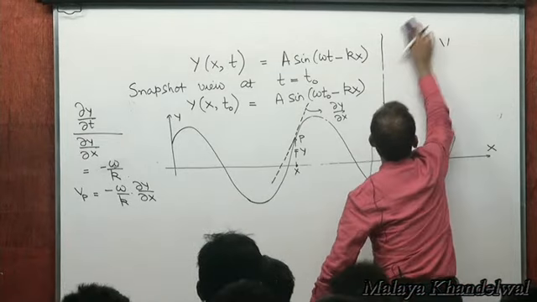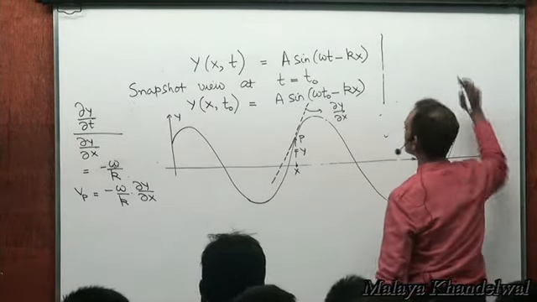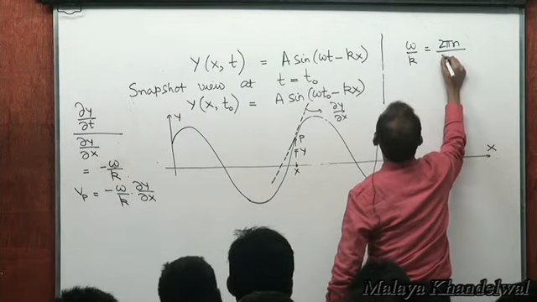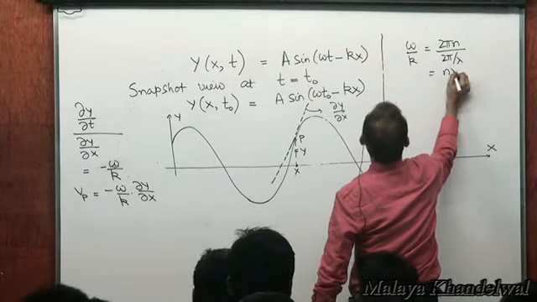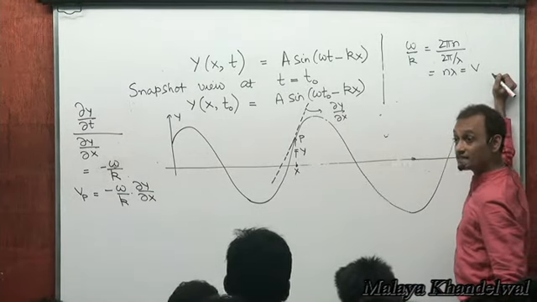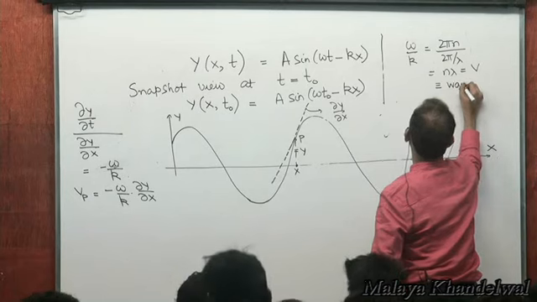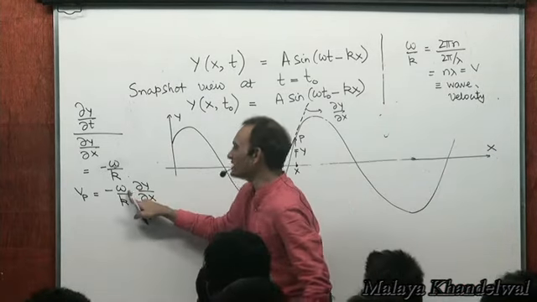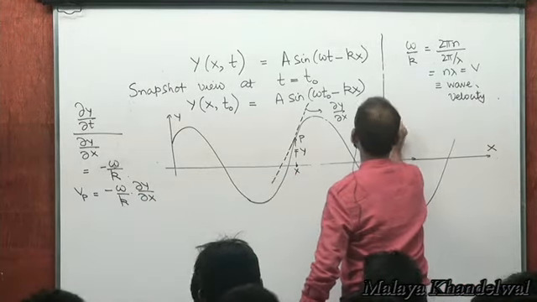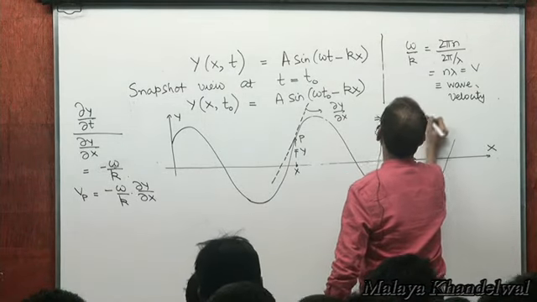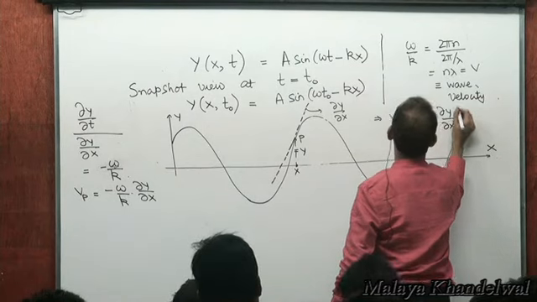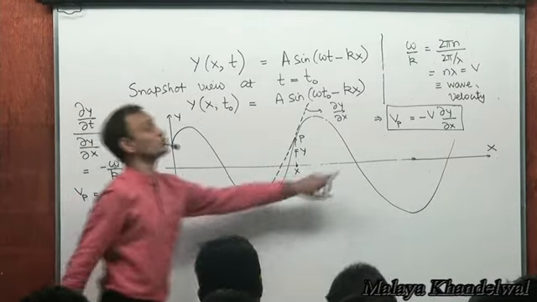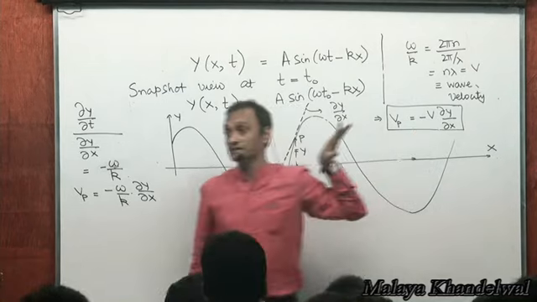Now see, omega by k, I repeat, omega is 2 pi n, k is 2 pi by lambda. So that's n lambda, which is wave velocity v. So this I can write as minus v dou y dou x, right? So this gives me particle velocity is minus v dou y dou x. Yes or no? This is cardinal. Particle velocity related to wave velocity is minus v dou y dou x.